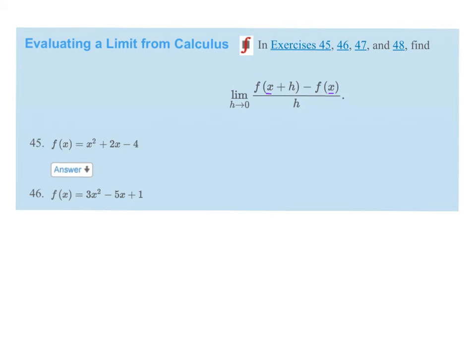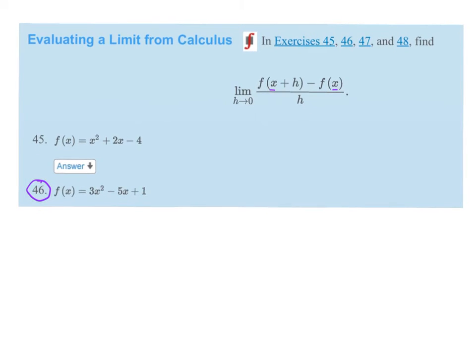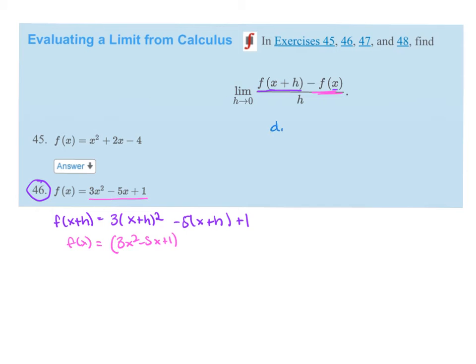And so let's try number 46, because 45, you can look at CalcChat. So f of x plus h, so we're plugging in first f of x plus h into this function. So this is going to be 3 times x plus h squared minus 5 times x plus h, and then plus 1. So that's our f of x plus h, and then our f of x, this is just this same exact equation here, right? So that's going to be 3x squared minus 5x plus 1. So let's plug this in to this difference quotient, right? So this is the difference quotient.